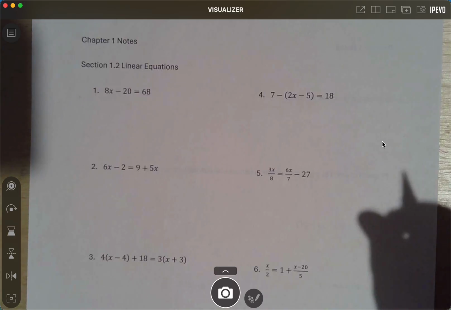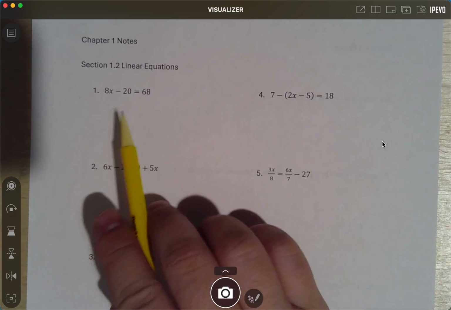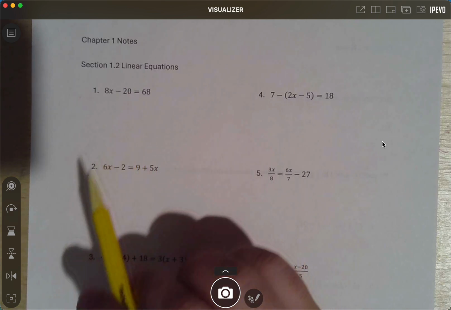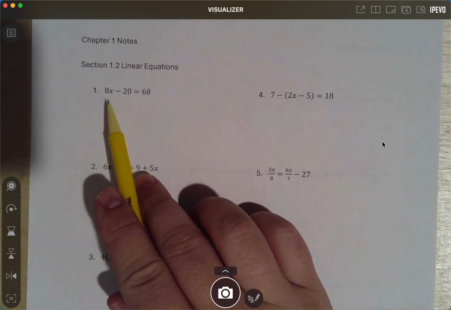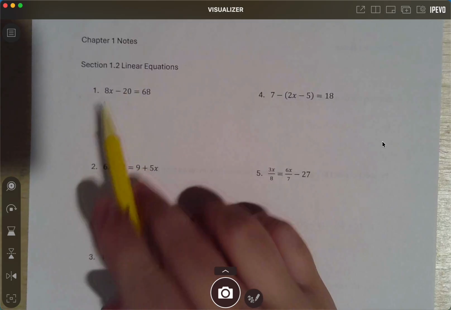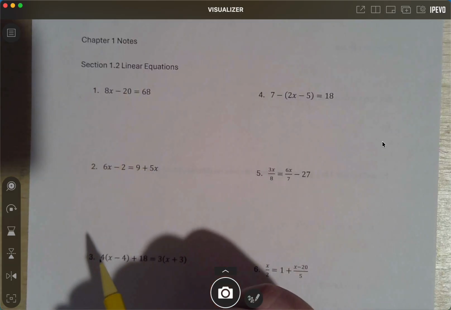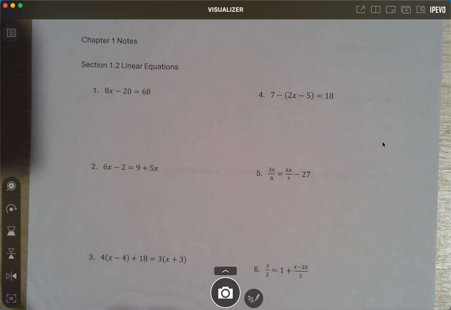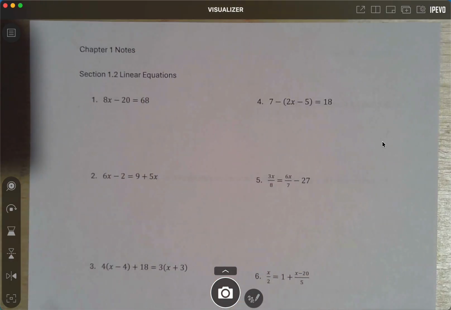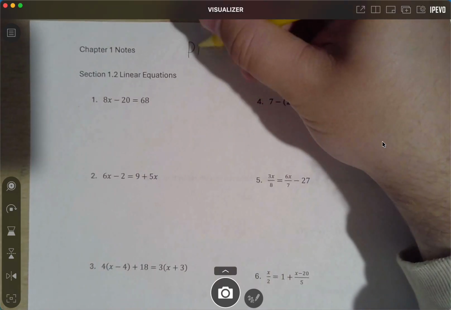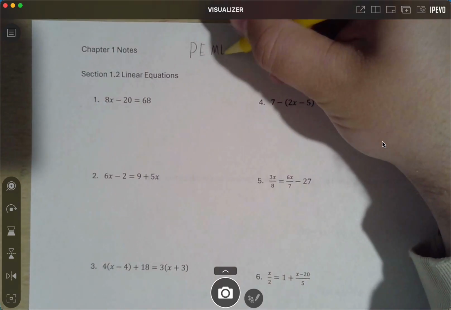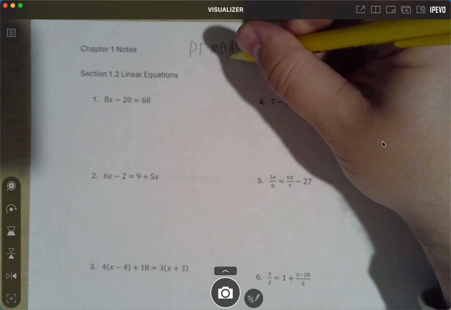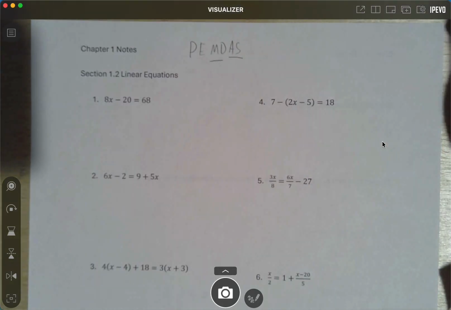This first equation has 8x minus 20 equals 68, and we obviously, or maybe obviously, hopefully obviously, want to get x, or the single variable, isolated or by itself. Now in this case, we would refer to this as a basic two-step equation. And here's why. Because to solve this, and remember we wrote down PEMDAS earlier in the last section, we're going to solve this using what we call reverse PEMDAS. Now here's what we mean by that.